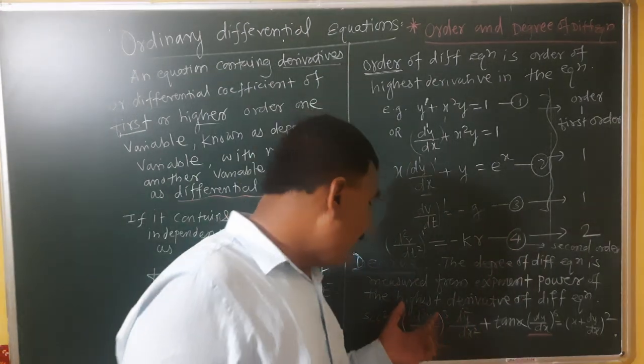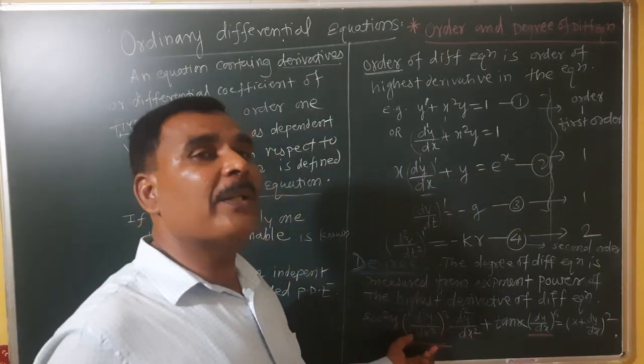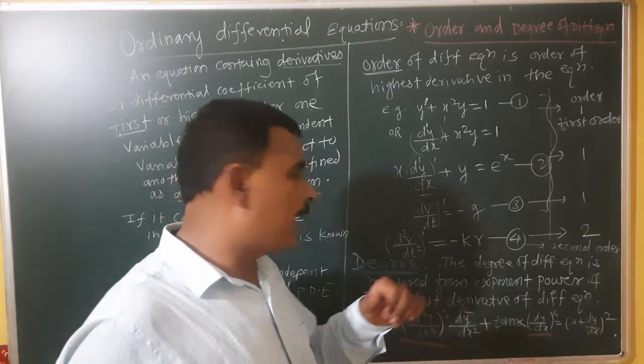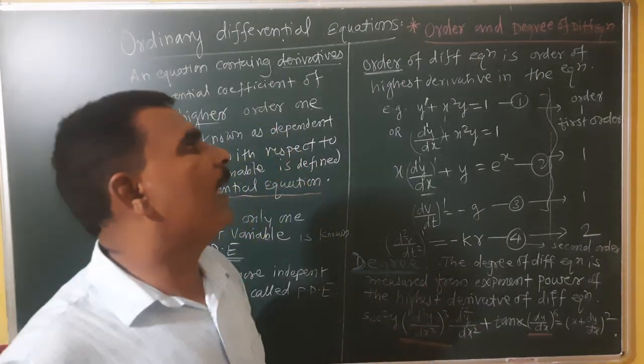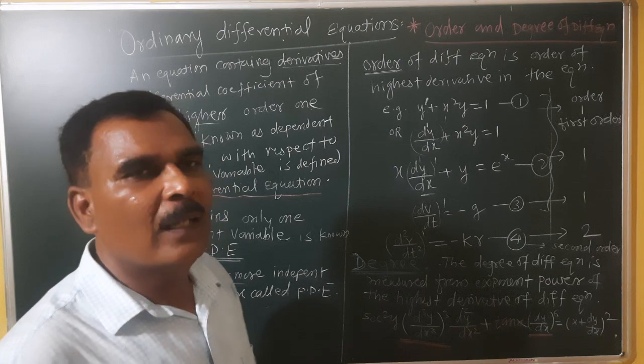So what do we have to write? The highest order derivative, and its degree is what? 3. This is the order and degree of the differential equation.